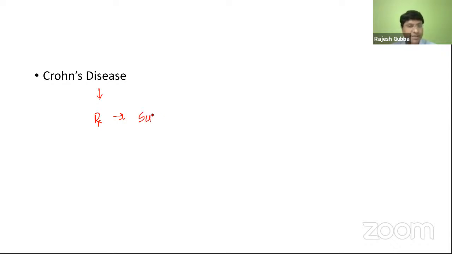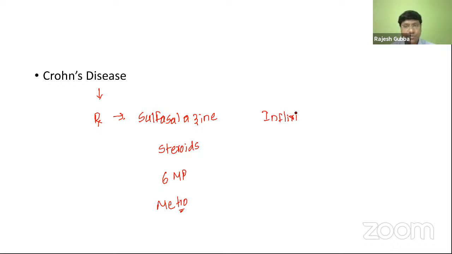What options do we have? Sulfasalazine. Then everyone is telling about the steroids. Very good, the steroids. Then 6-mercaptopurine, then metronidazole. We have a monoclonal antibody, that is infliximab. So these are all the options of treatment that we have for Crohn's disease.